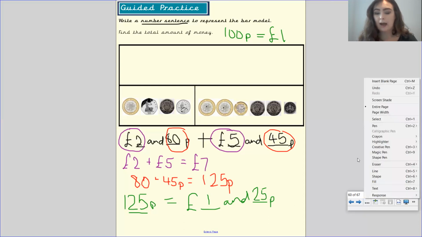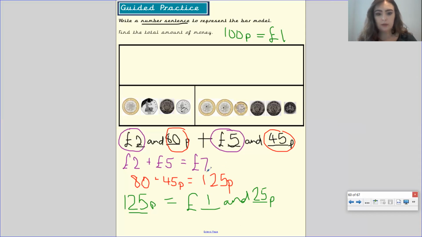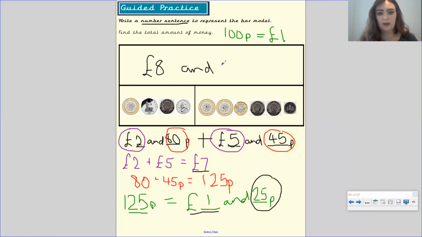And now we need to add everything together. So we've got £7 here and £1 here. So 7 and add 1 is going to be £8. And we've got 25 pence left. So £8 and 25 pence. And that's how we'd work out how much money we have all together by adding together the amounts.